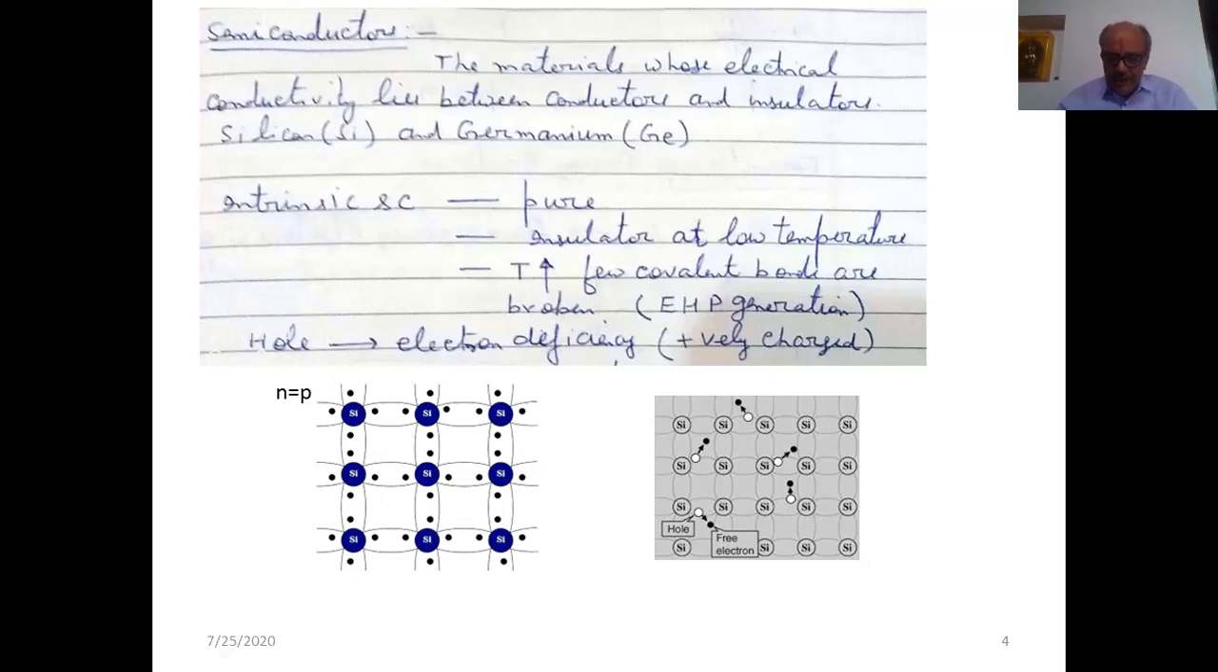Conductors have very good electrical and thermal conductivity. They follow Ohm's law. You know Ohm's law, V is equal to IR is one form, V is the potential difference, I is the current and R is the resistance. There is another form of Ohm's law also, that is J is equal to sigma E. J is called the current density, current per unit area, E is the electric field, and sigma is called the conductivity of the material.